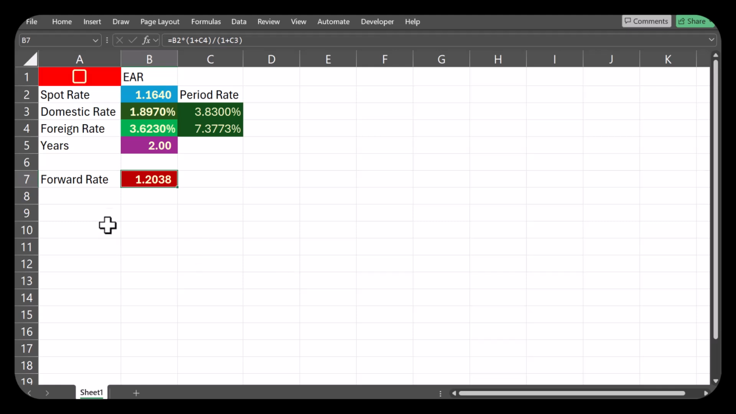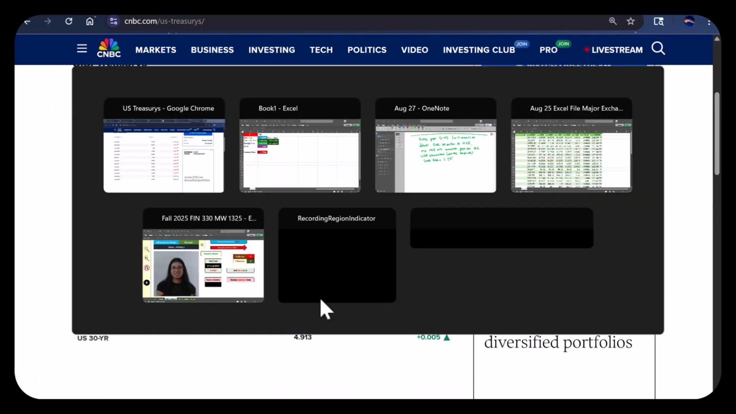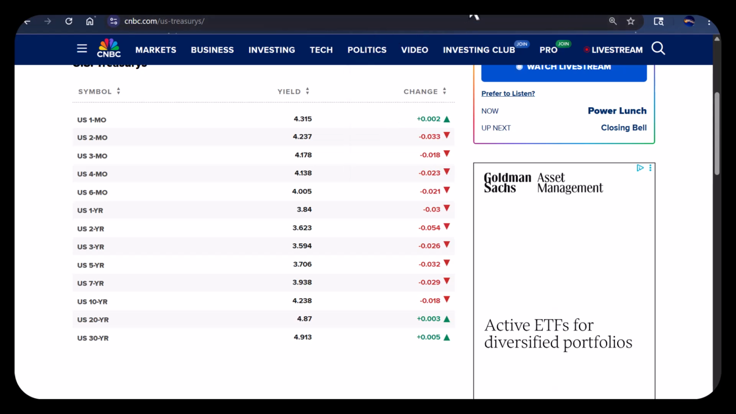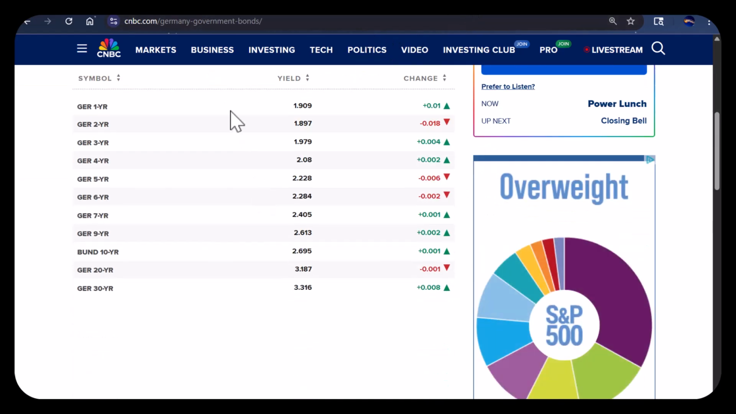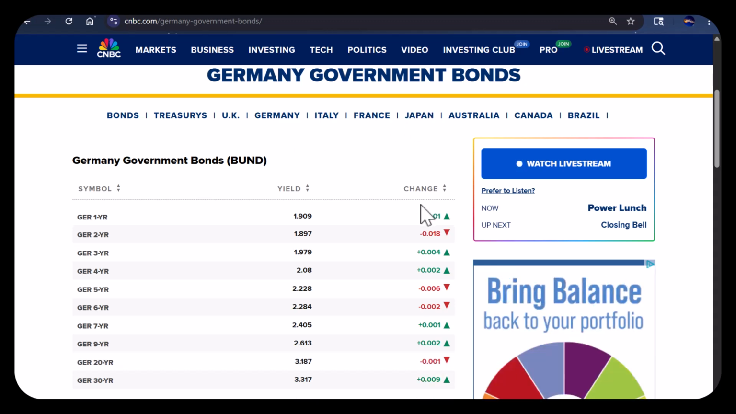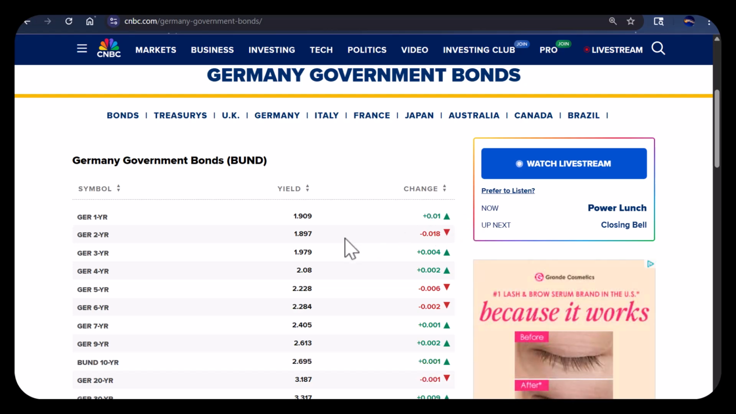The US 10-year rate is 4.238. The 10 year German rate. By the way, German bonds are called Bunds. If you're thinking that's a German word for bond, you would be mistaken. Bund is short for Bundesrepublik, which means Federal Republic in German.